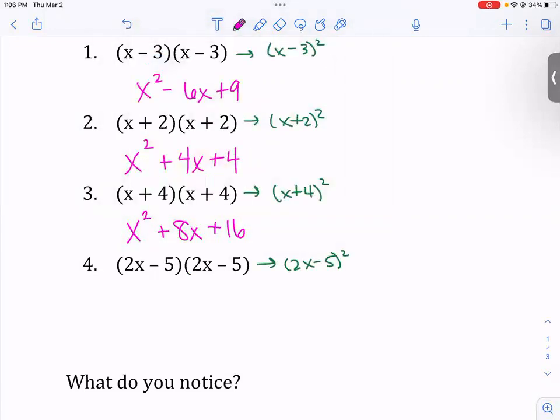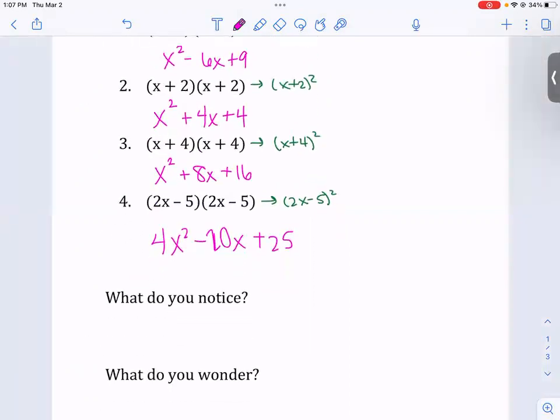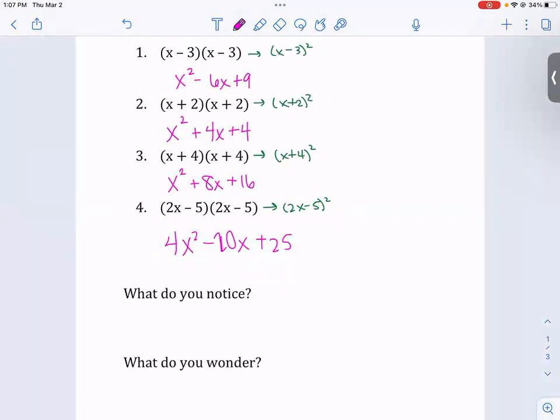All right, how about number 4, Amy? What's that product? Okay. Is there a pattern that you notice with any of this? Did anybody notice any patterns with this number right here? Abby? Okay.